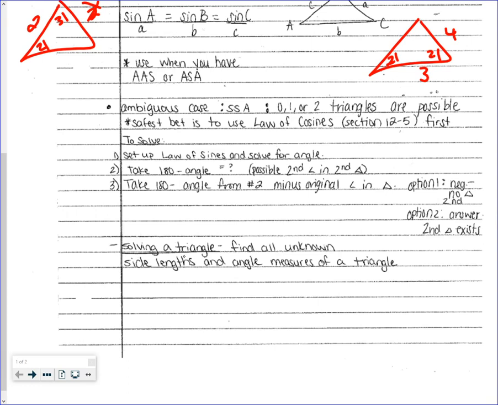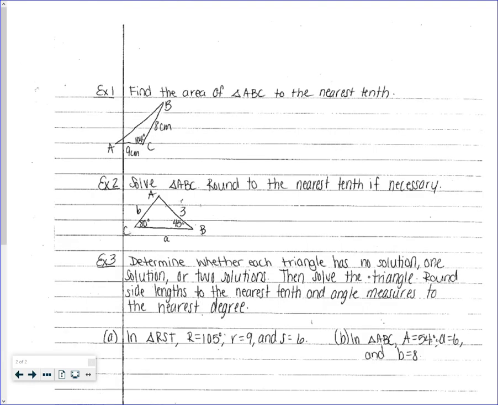If they say solve a triangle, they mean find all the unknown side lengths and angle measures of a triangle. So when they say solve the triangle, typically they gave you 3 pieces and they want the other 3 that are missing. They don't just want angle A, they want all 3 things they didn't already give you. Okay? So that's just a bunch of information. And then we're going to do some examples.